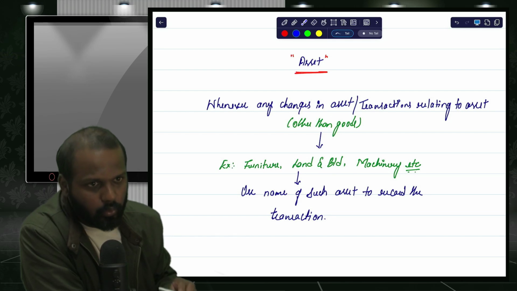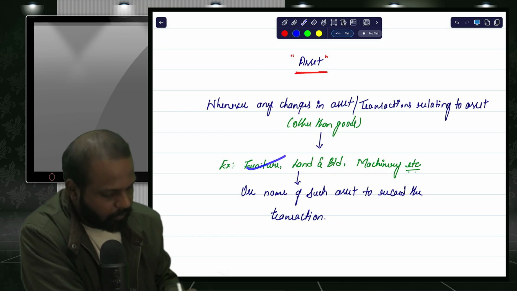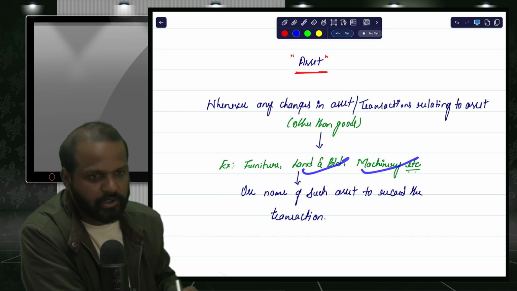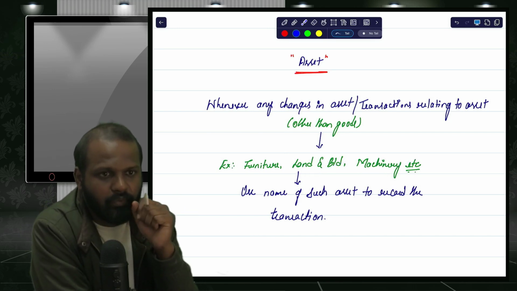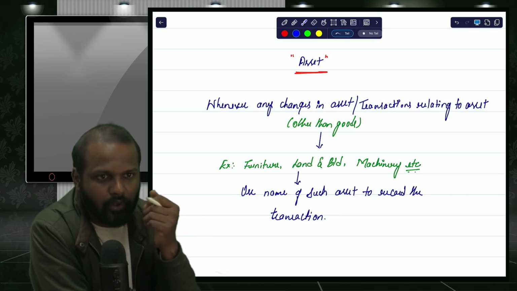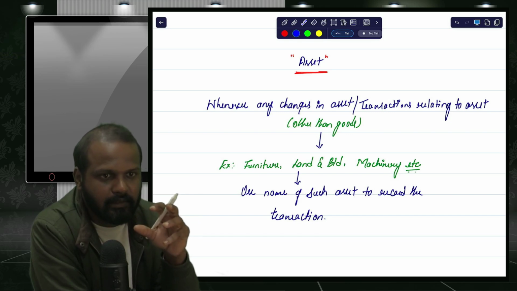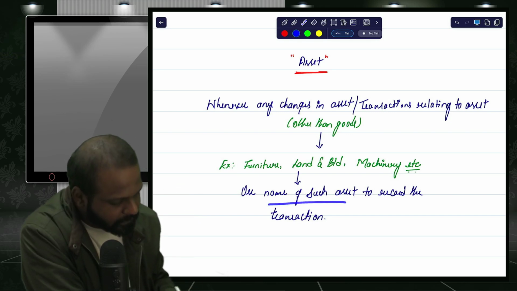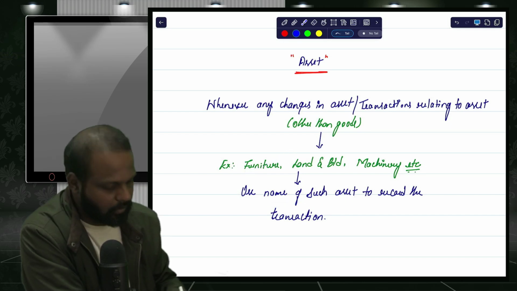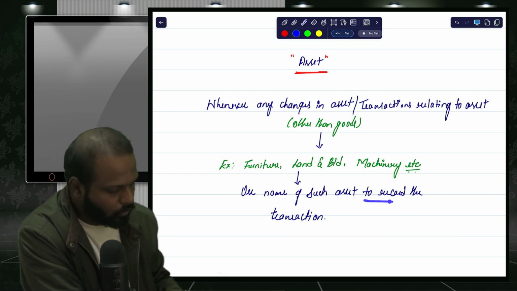Then to record such transactions, for example furniture, land and building, machinery: you buy the furniture, you sell the furniture, you return the furniture. In all these cases, you need to use the name of such asset, for example furniture, land and building, machinery, to record the transaction.